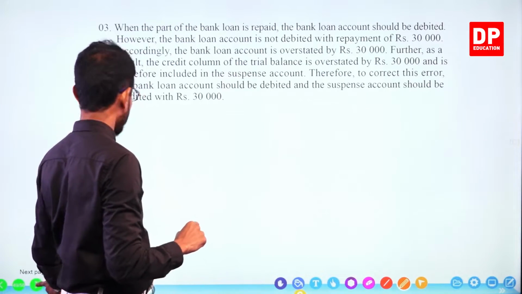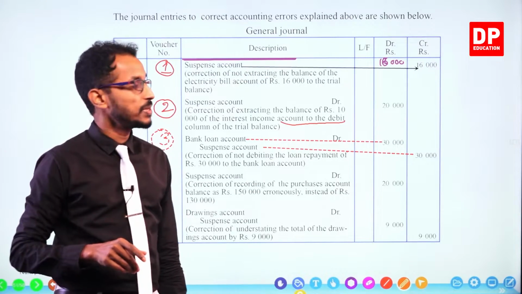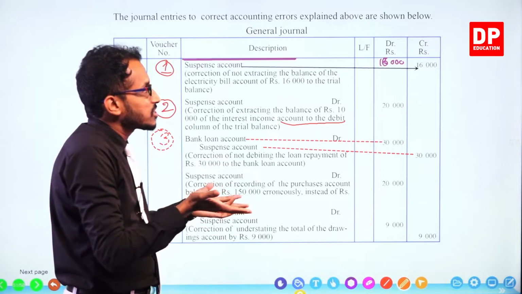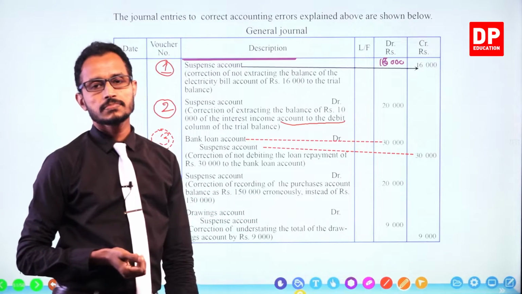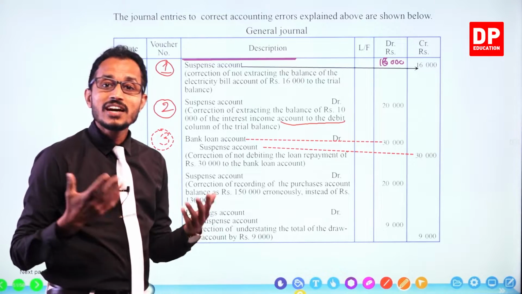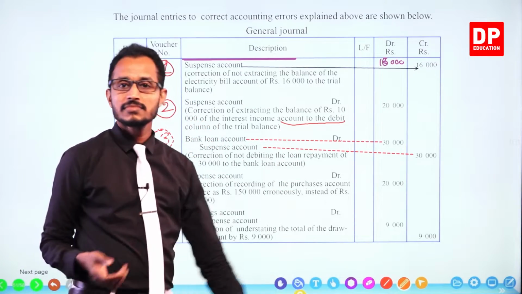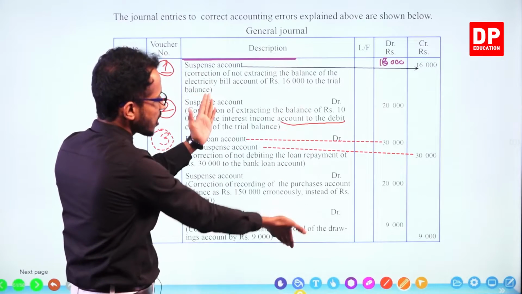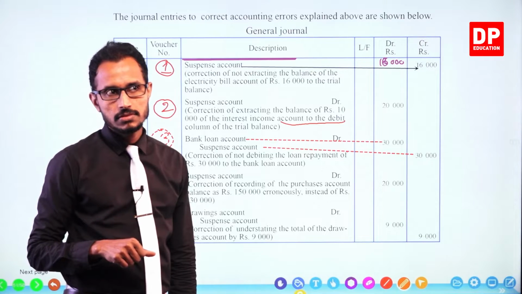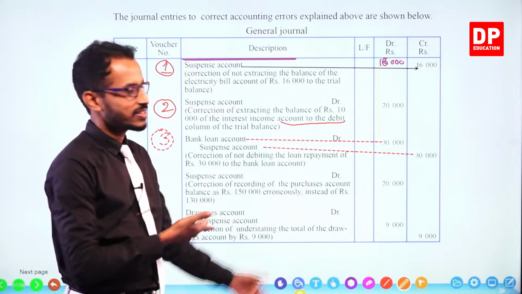Another reminder, because some of the students ask me, so what are general journal entries? How do we write journal entries? Such a serious question. Children, journal entries means double entries written in the journal. Double entries written in the general journal. Those are called journal entries. So to correct errors, you put journal entries. That means double entries written in the general journal.